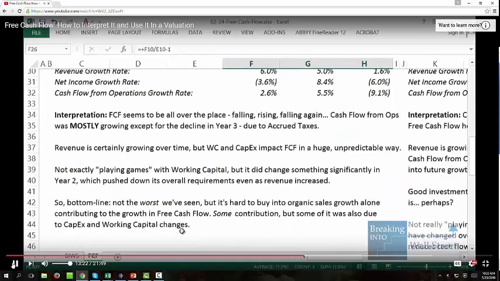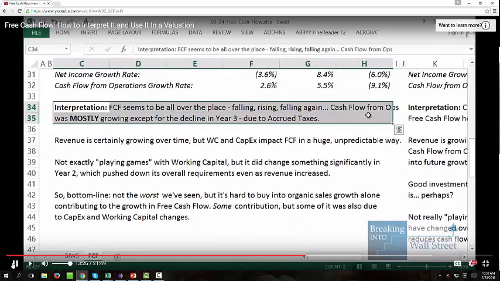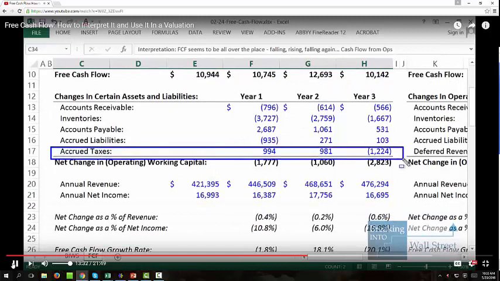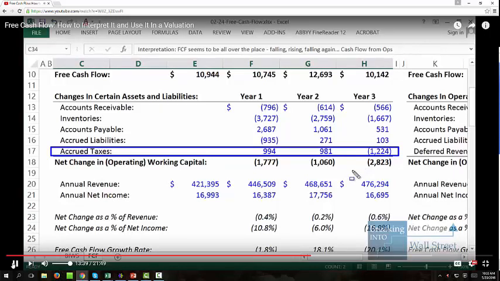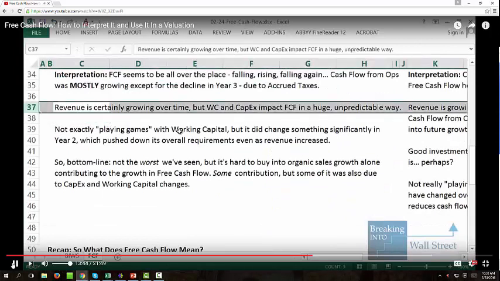So what's the interpretation? Well, it seems like free cash flow is all over the place. Cash flow from operations, though, is mostly growing, except for the decline in year 3. And if you dig into this, you can see that it's because accrued taxes flipped and became a negative because they finally paid those taxes in year 3. So we would argue that overall, cash flow from operations has really been growing on an organic basis here. Revenue is certainly growing over time, but working capital and Capex impact free cash flow in a huge, unpredictable way.